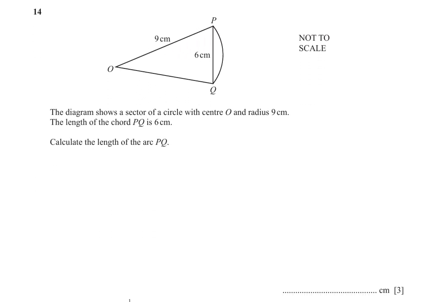The next question is the 14th one. The diagram shows a sector of a circle with center O and the radius is 9 centimeters, and the length of the chord PQ is 6 centimeters.